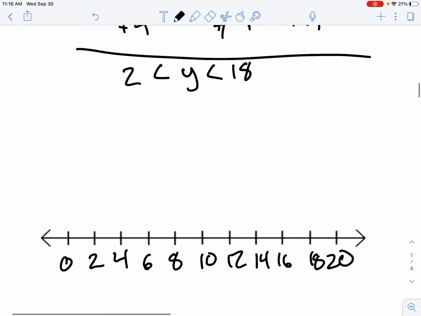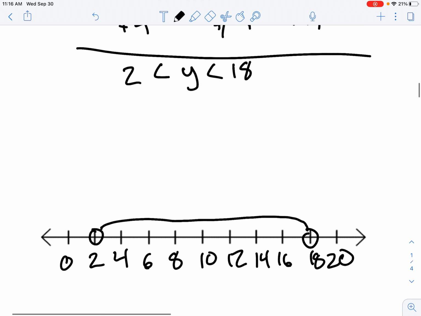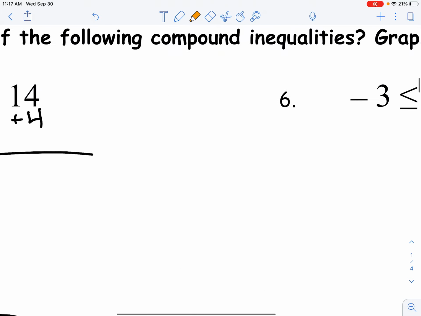So this looks like it's going to be an AND problem. So at 2, it's an open circle. At 18, it's an open circle. And since it's an AND problem, we can connect our points with a line. That means all of the points in between, so anywhere in here, any of these points, if you plug it in for y, that would make it a true statement.